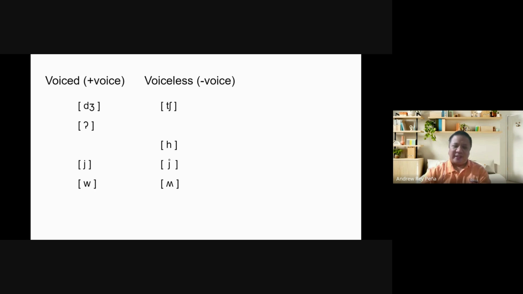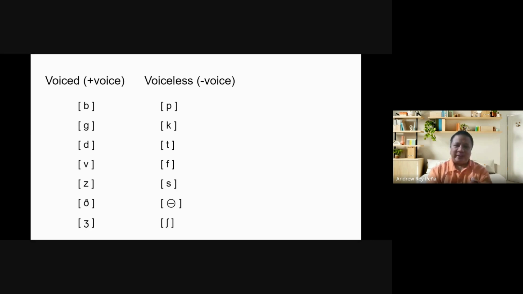Let's talk about voicing. Here we have pairs of sounds in English that are voiced and voiceless. The first pair are b and p. B is voiced, p is voiceless. Also, g and k, which are velar, are pairs. G is voiced, k is voiceless. D is voiced and t is voiceless. That's another pair. So b and p, g and k, d and t are plosives or stops.